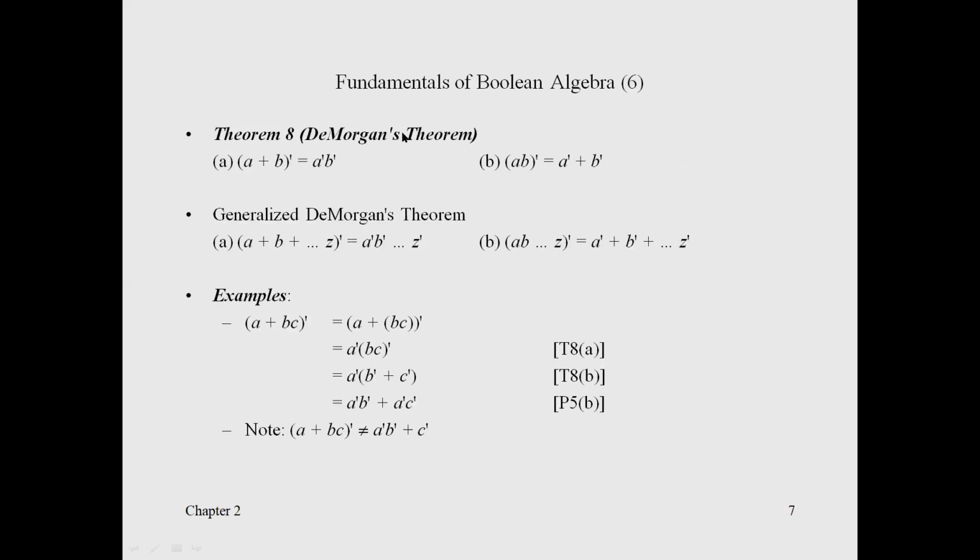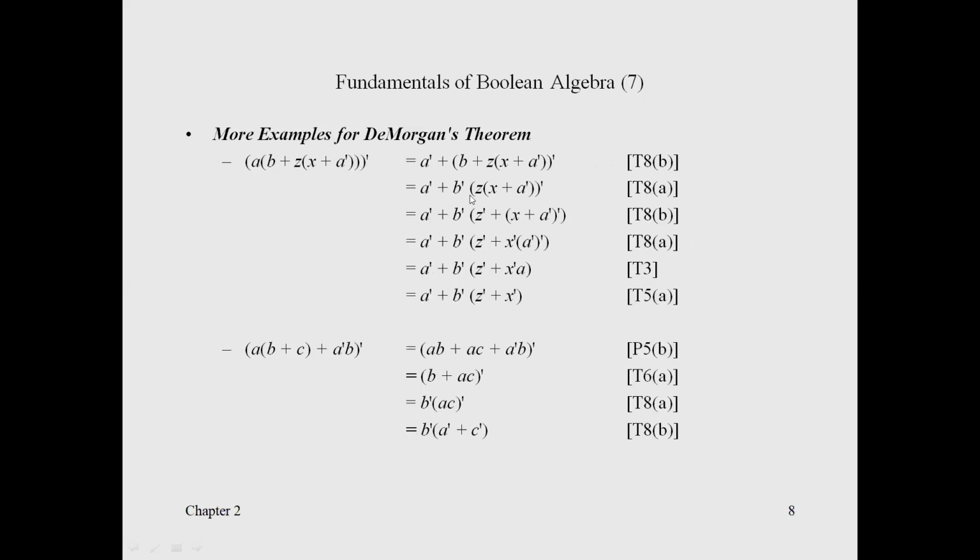De Morgan's theorem, which is very important: A plus B whole bar, if you put the whole complement, it will result in A complement B complement. AB whole bar will result in A complement plus B complement. So this is a generalized form. You can see here, these are a few examples which have been done for better understanding.